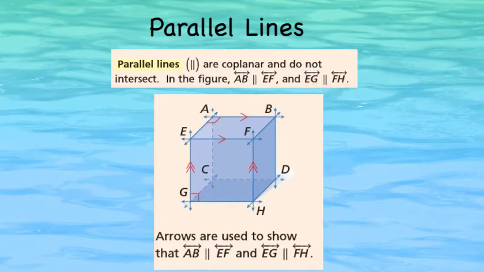So when we look at line EG, here's line EG, here's line FH. Those two lines are parallel, and obviously if we extended those through here, through there, they would not ever cross. Again, they are parallel lines. Okay. Let's go and look at perpendicular now.